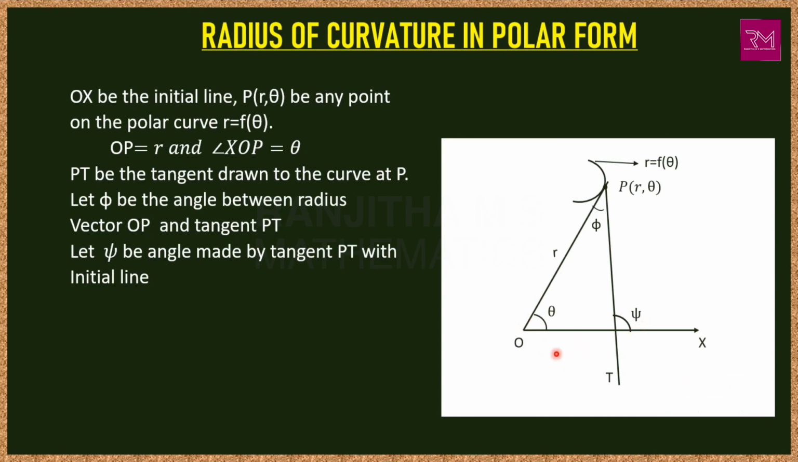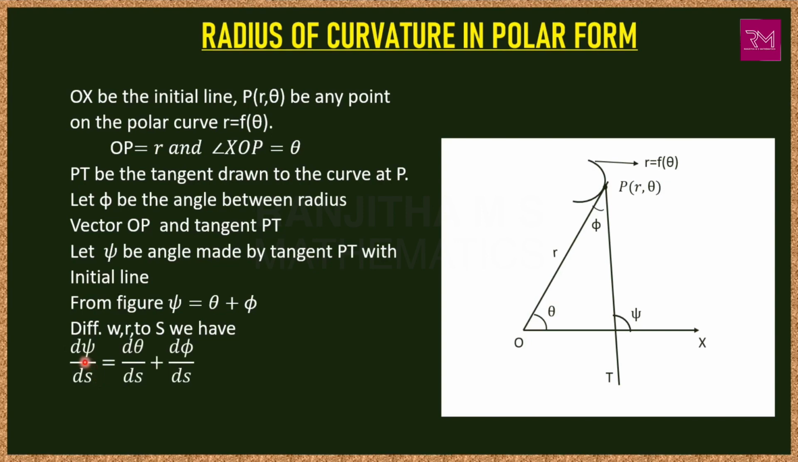From the figure, we can write psi = theta + phi. This is obtained by the geometry, that is, the exterior angle is equal to the sum of the opposite interior angles. The next step, differentiating the equation with respect to s, we get d psi by ds equals d theta by ds plus d phi by ds.